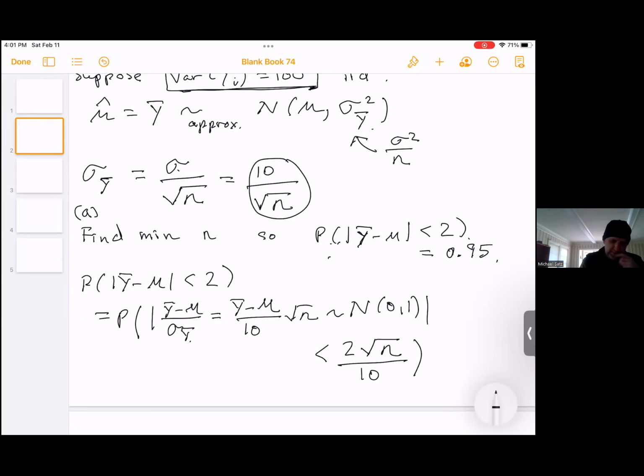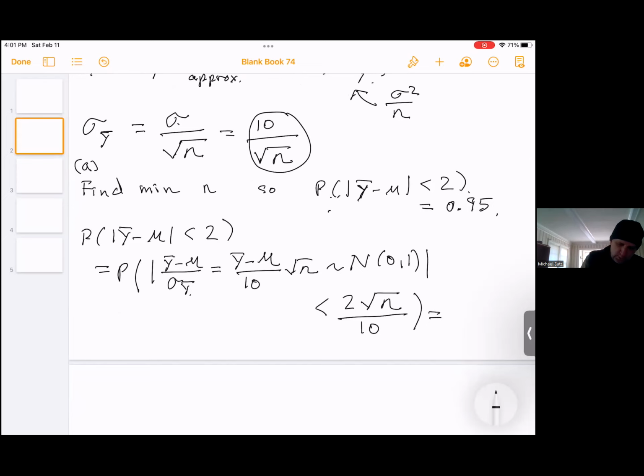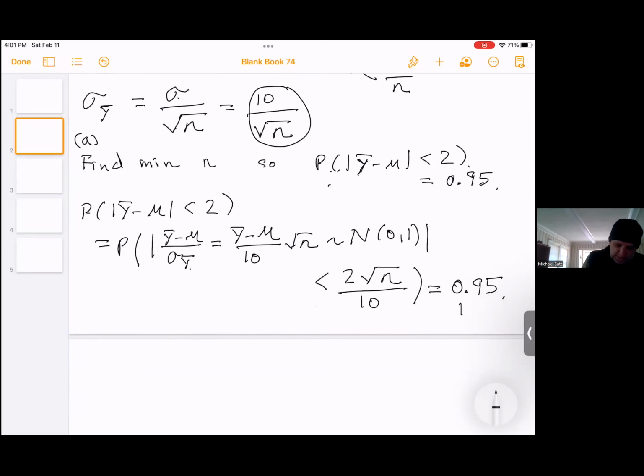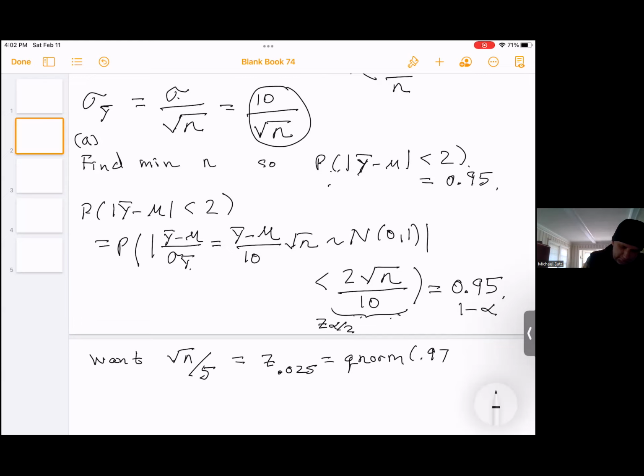And we want this to be equal to 0.95. Well, notice this is 1 minus alpha, right? And notice that this means that this is z alpha over 2, because I can come out this much on each side, and then I'll be right here. So we want square root of n over 5 to be equal to z 0.025. This is qnorm of 0.975, which is equal to 1.96.